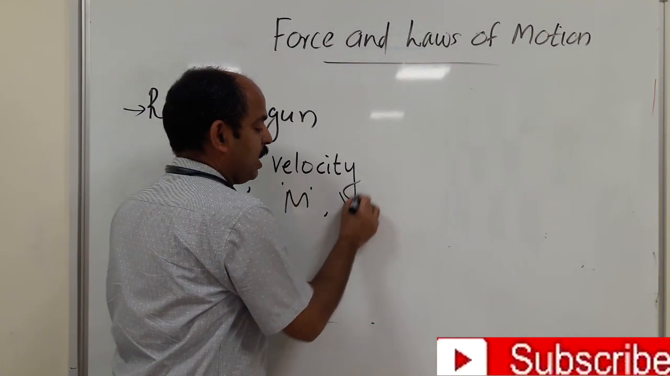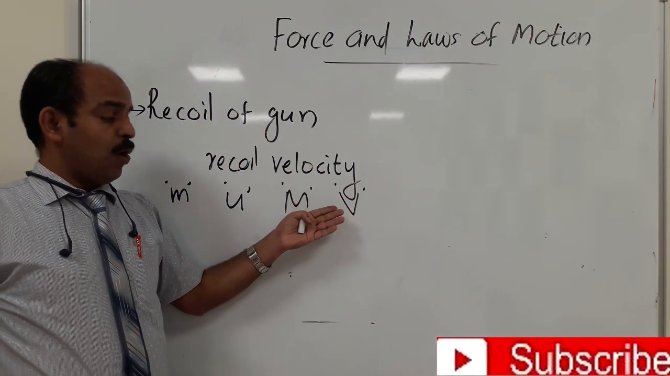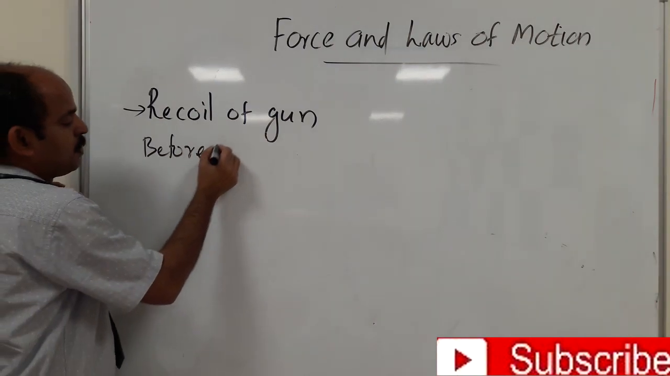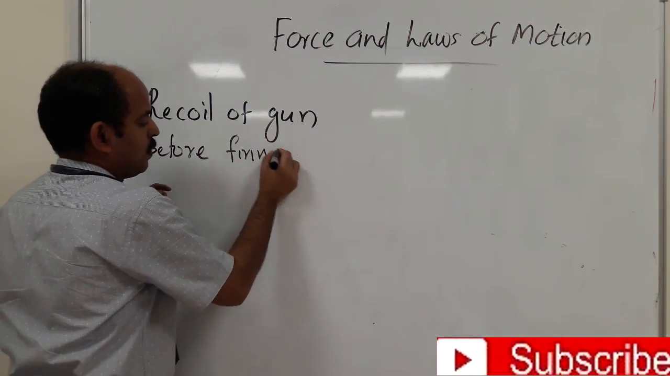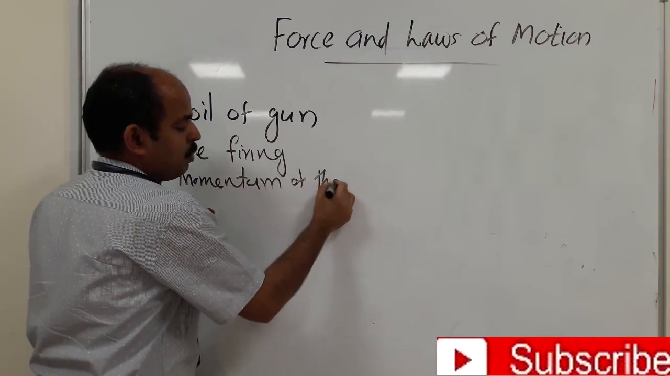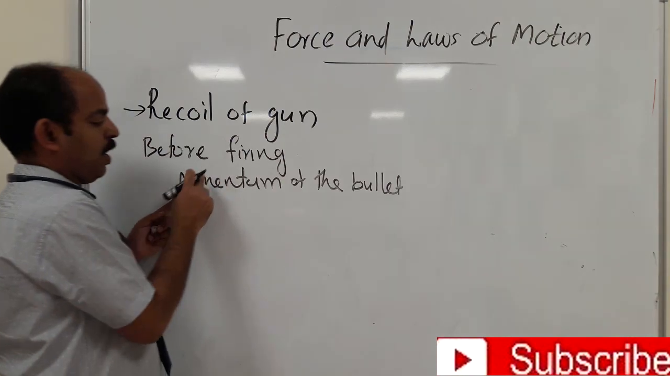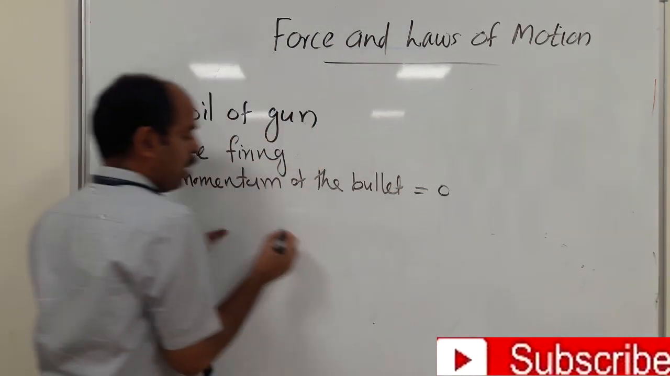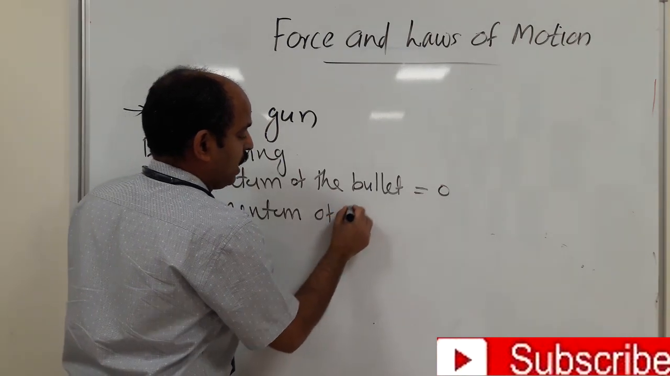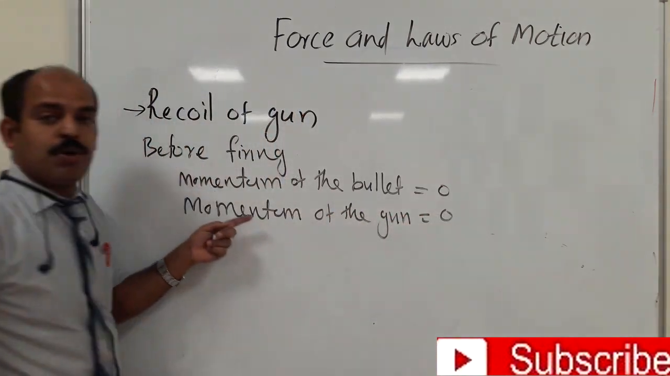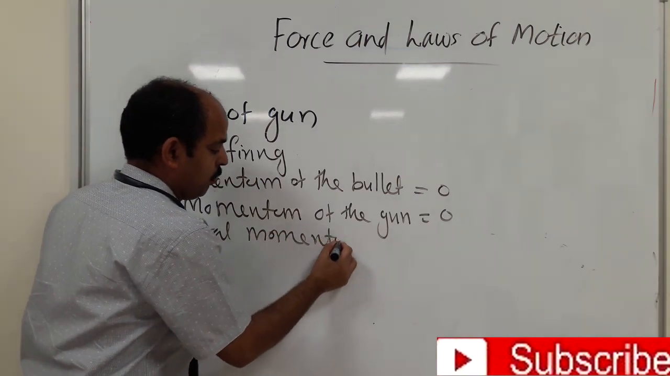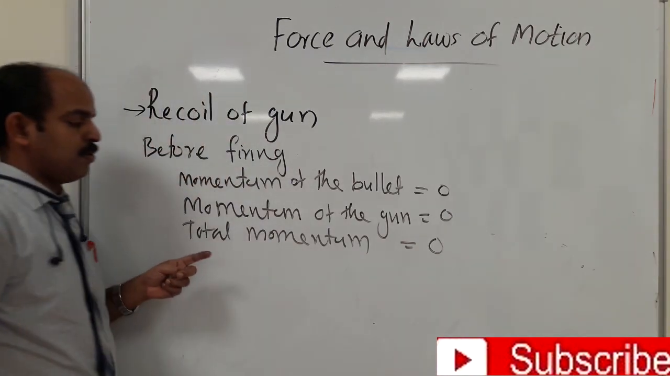Okay, let capital V be the velocity with which the gun moves backward. Then before firing, the momentum of the bullet is equal to 0, right? Then what about the momentum of the gun? The momentum of the gun is also 0 because before firing the gun is also not moving, right? Then total momentum before firing is equal to 0 plus 0, right?